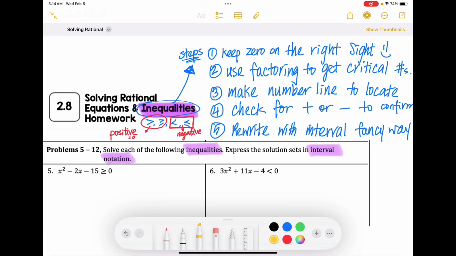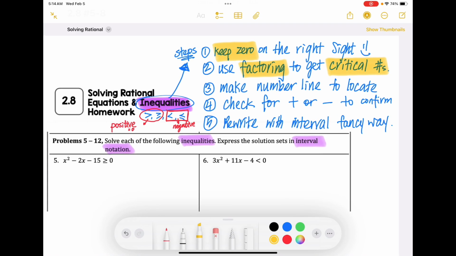Now, for inequality, these are the steps. I like to keep my 0 on the right side, just easy for me to see whether it is positive or negative, okay? Factoring in step 2 is my favorite way to get the critical x values, aka solve it, okay?